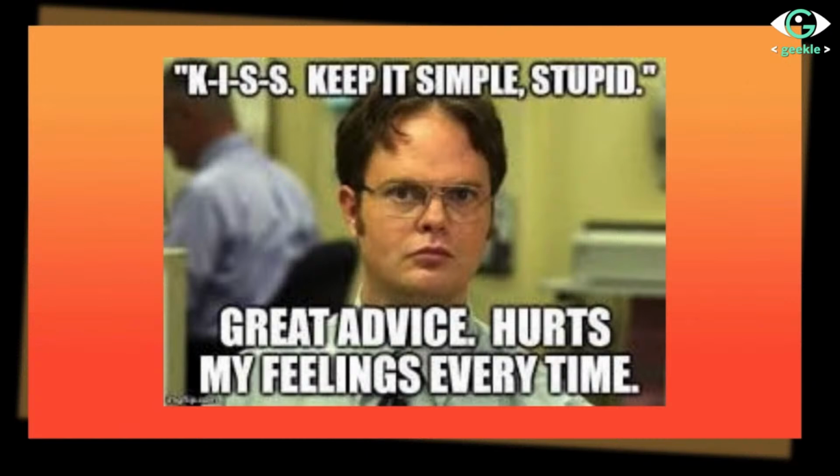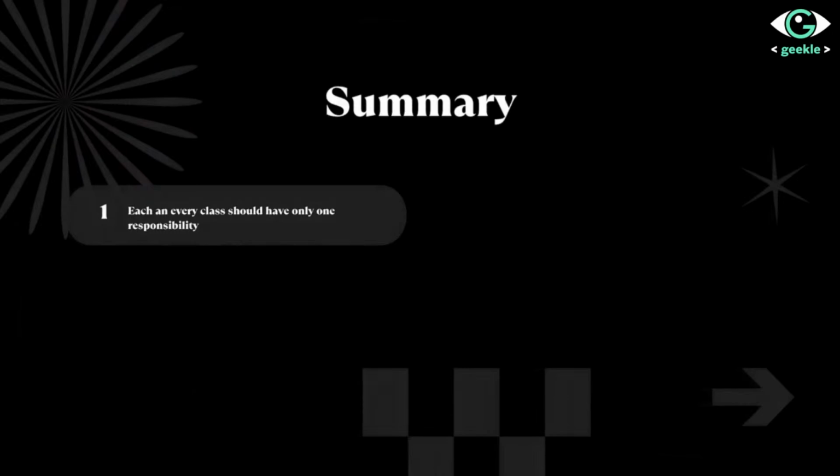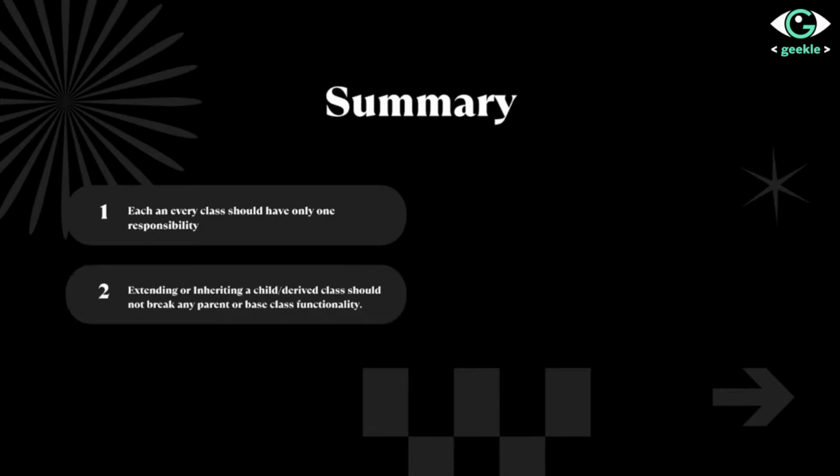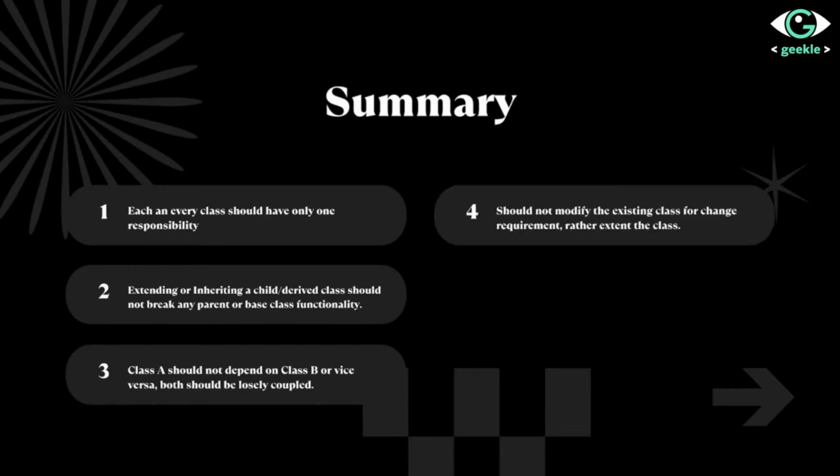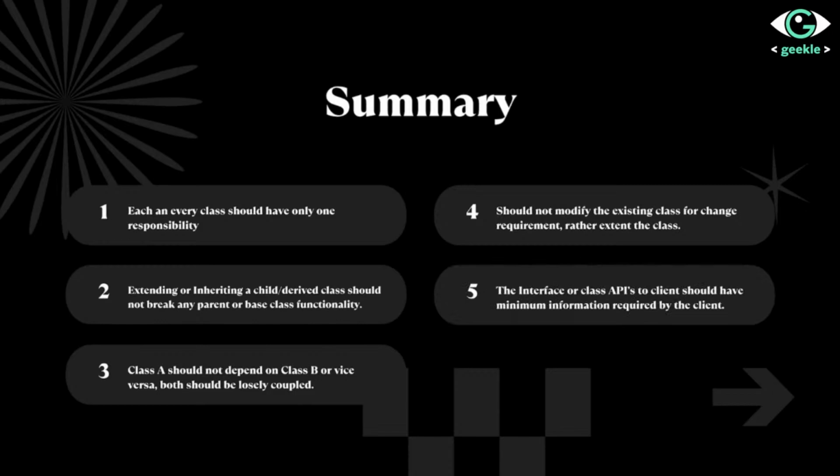Now it's time to summarize everything. First, each and every class should have only one responsibility. Second, extending or inheriting a child or derived class should not break any parent or base functionality. Third, class A should not depend on class B or vice versa. Both should be loosely coupled. Fourth, we should not modify the existing class for a change requirement, but rather extend the class. Fifth, the interface or API to the client should have the minimum information required by the client.